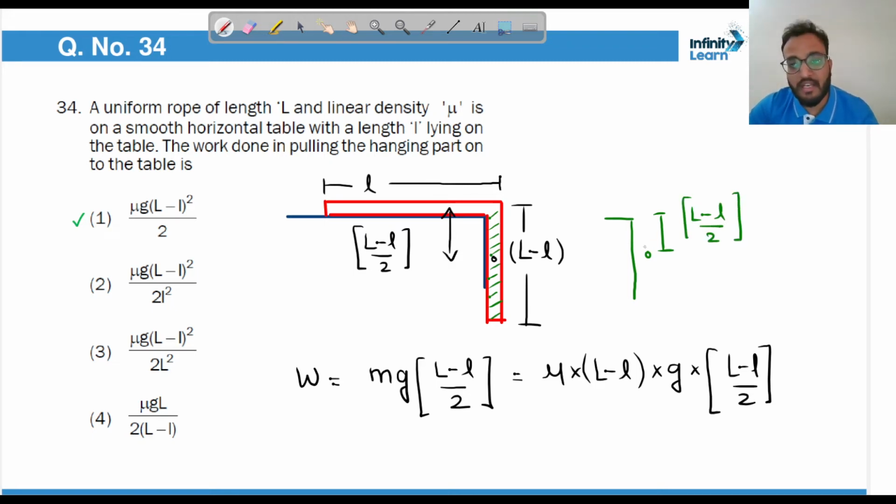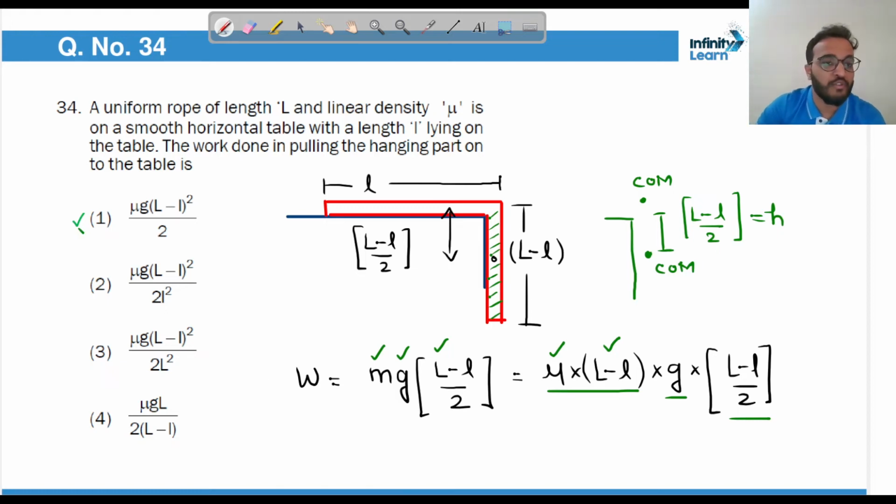If you just lift this point mass up here, the amount of work done in lifting this center of mass, the same amount of work will be done to lift this complete chain up. So we just have to lift this center of mass up here. So what is the work done, or what is the change in potential energy? You will say mgh. So this is your h. So mgh: mass of that hanging portion into g into height. Mass of that hanging portion will be mass per unit length into length of hanging portion, into g into h. Automatically you will get first option is correct.